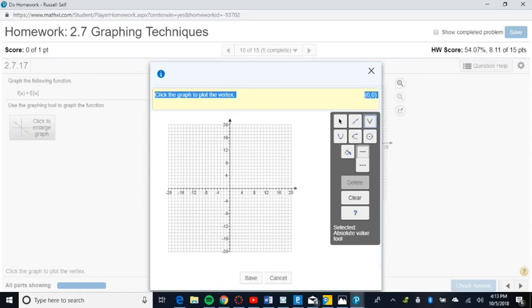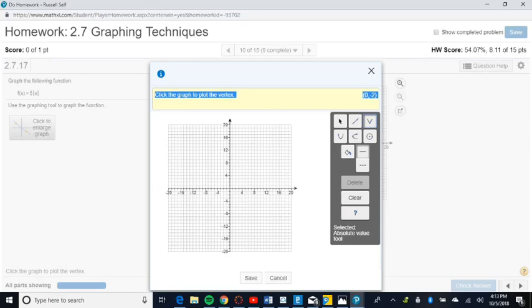And we're going to click on the graph to plot what's called the vertex. The vertex simply means that little point where the V stops, where it stops going down and starts going up. It's called the same thing with the parabola, with that U shape. That point of change is called the vertex. So we need to plot the vertex.